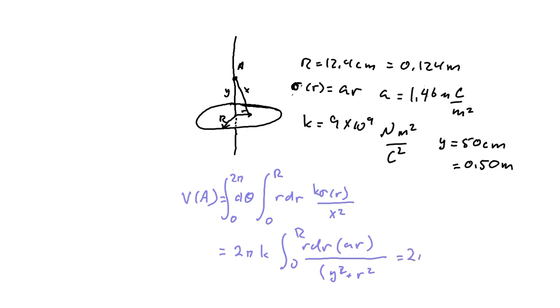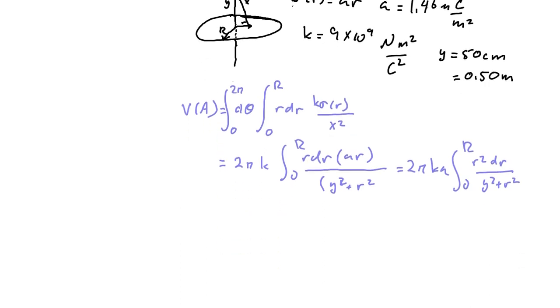So 2 pi k a, integral 0 to capital R of little r squared d little r divided by y squared plus r squared. So as far as the integral is concerned, y is a constant. And so we can treat it as such in doing this.